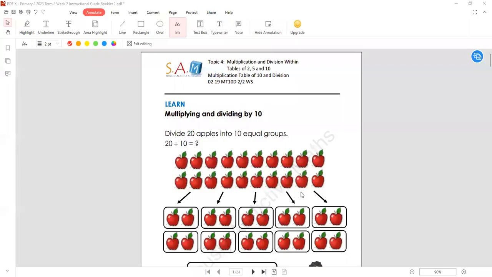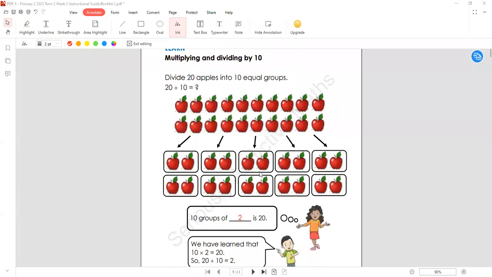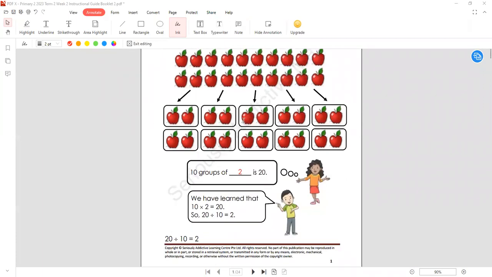So the next one is division. Same way as what we've done previously, I explain to them what division means. So divide 20 apples into 10 equal groups is 20 divided by 10. You're putting some number of apples into 10 equal groups, and then you get 2.